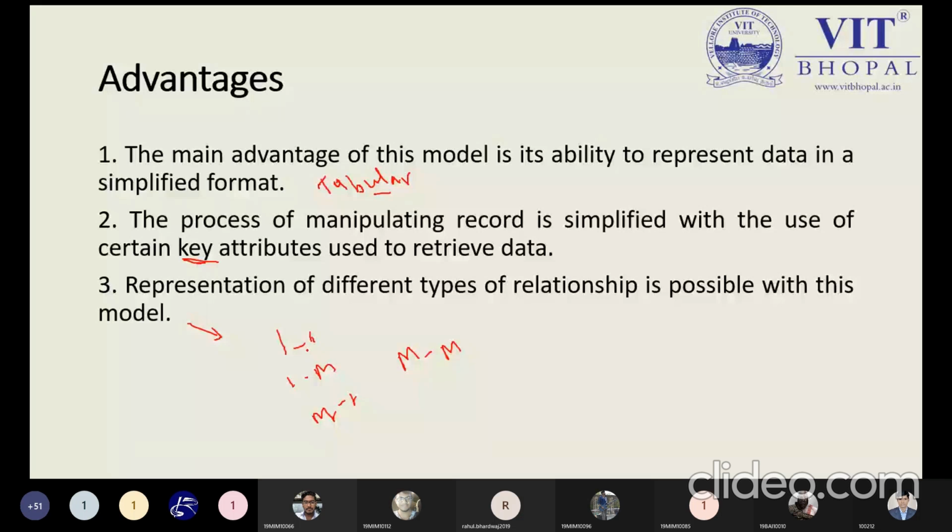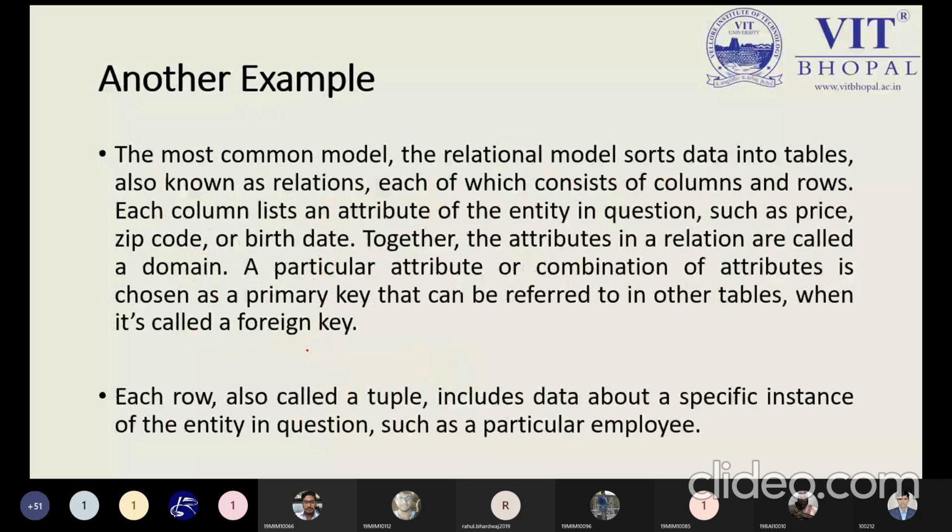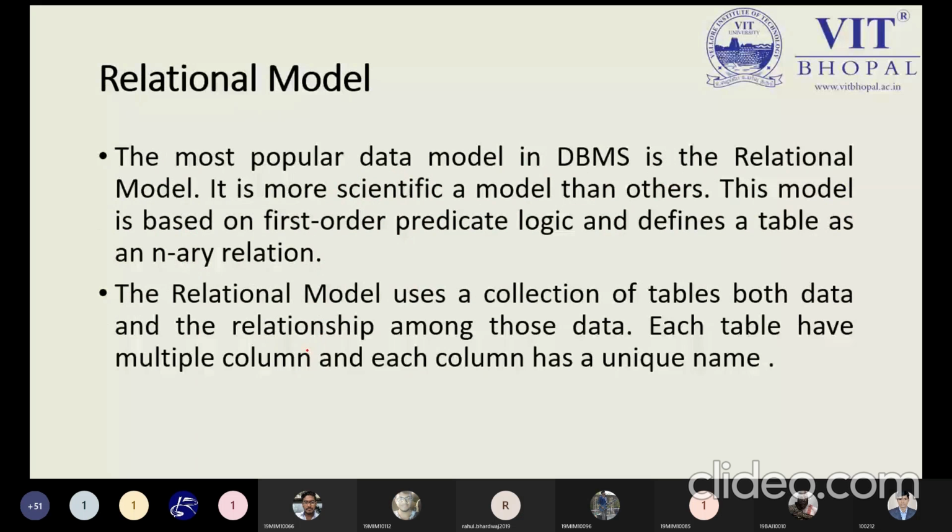So any doubt in this relational data model, you can ask me, please. Any doubt in the relational model, you can ask me, students. Yes, student. Any doubt in the relational model? No doubt, sir.